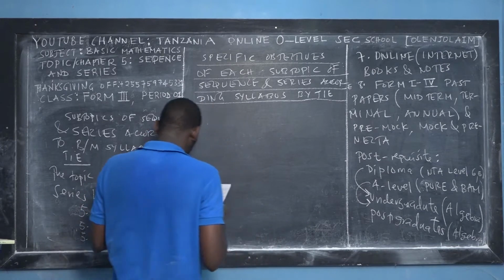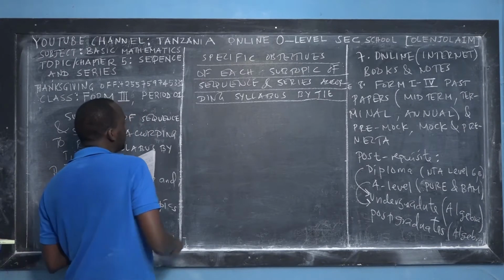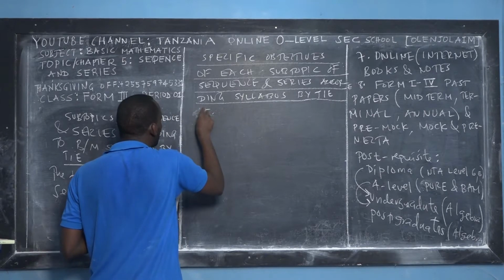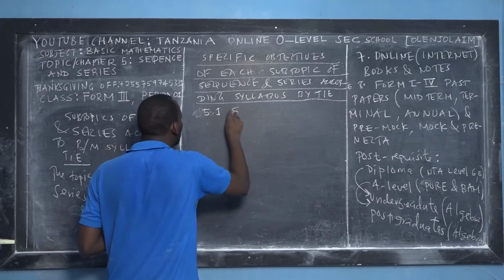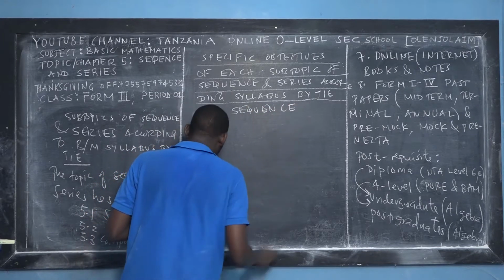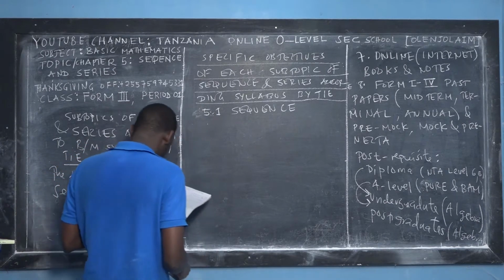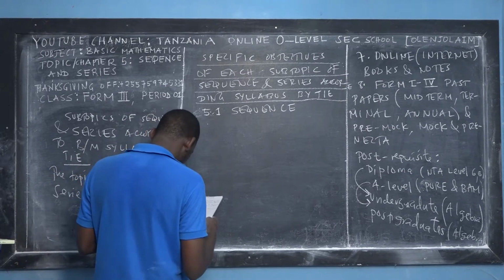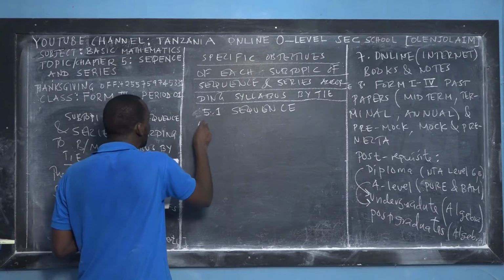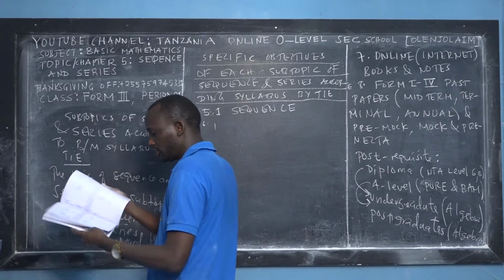So let's start with the first subtopic, 5.1. What are the specific objectives that have to be achieved when a student has learned the subtopic of sequences? There are four specific objectives, but I would like to mention just two. So let me start with a quotation from the syllabus.